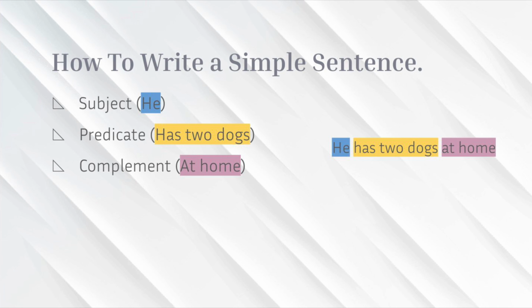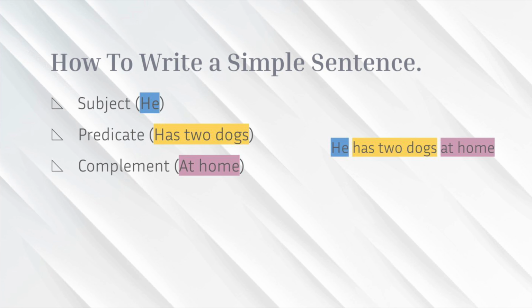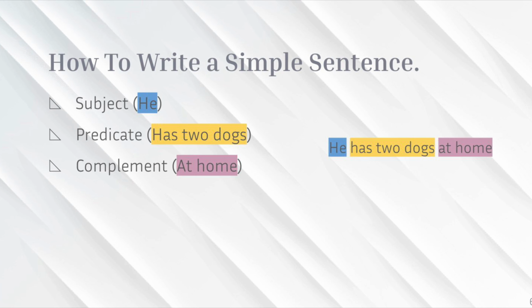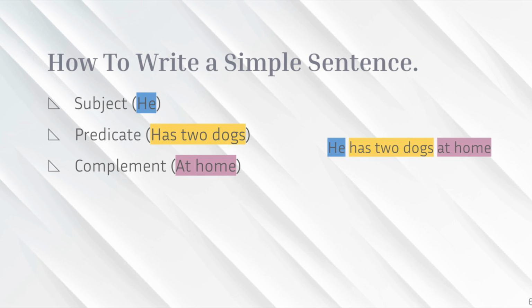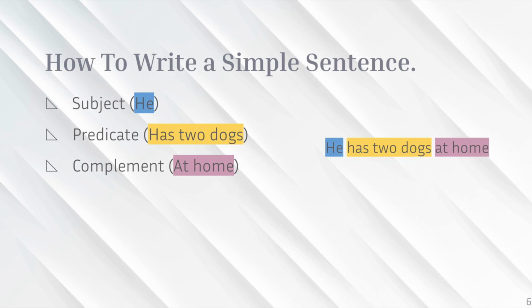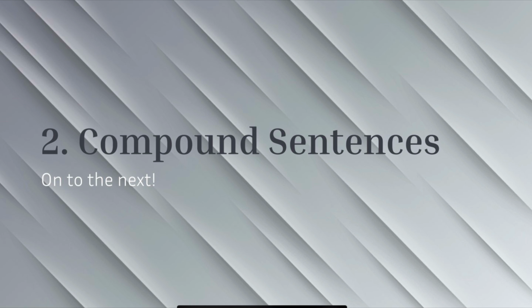Here's how to write a simple sentence. All you need is a subject and a predicate. In my example, I wrote, he has 2 dogs. If you want to add a complement, you can always add one, and the one I added here was at home.